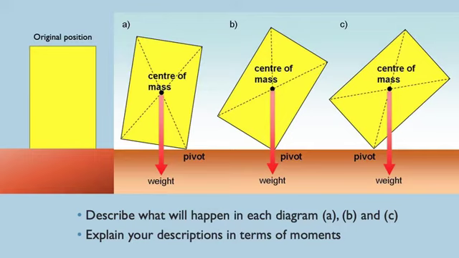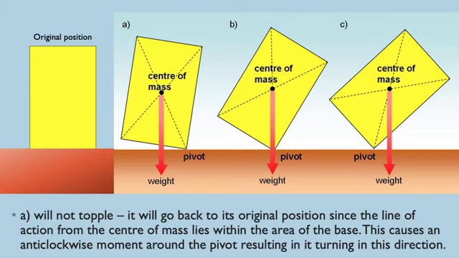Okay, did you do that? Okay, well, let's have a look. So in its original position, obviously it's just there on the ground. In position A, it's not going to topple. It will go back to its original position since the line of action from the centre of mass lies within the area of the base. This causes an anti-clockwise moment around the pivot, resulting in it turning in this direction. Okay, so the centre of mass is just there, and the weight is pulling down from the centre of mass, and that arrow, that line of action pulling from the centre of mass, is in between the area of the base, and so it's going to go back to its original position.